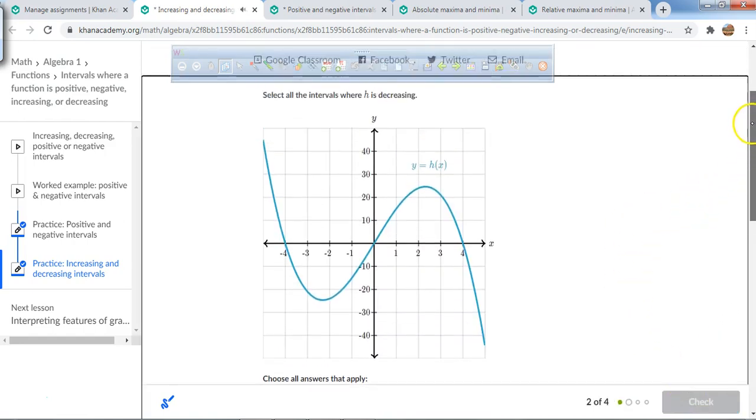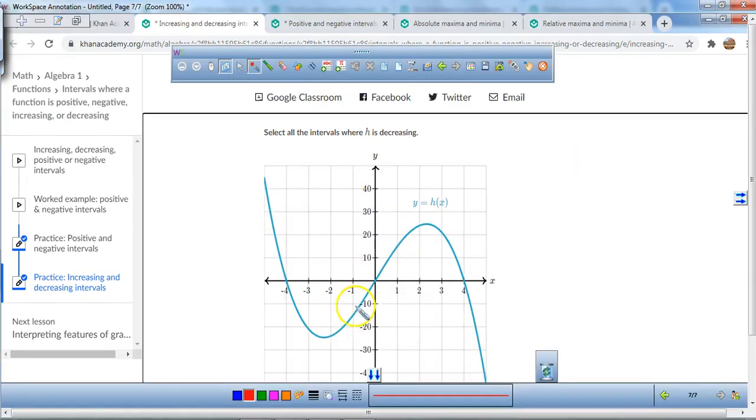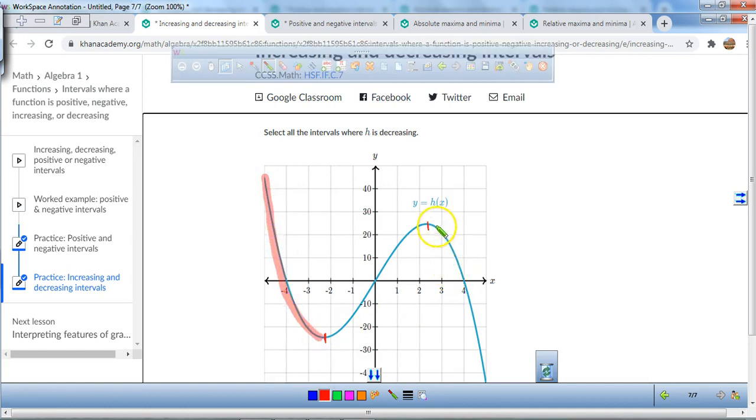This says, select all the intervals where h is decreasing. So let's go ahead and mark those sections where it is decreasing. I'm going to put a mark right here and a mark right here. It is decreasing. I'll use red. From there to there, and it's decreasing from here to right there. So those are the two sections where that function is decreasing.